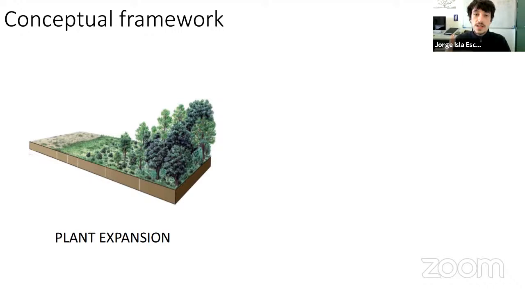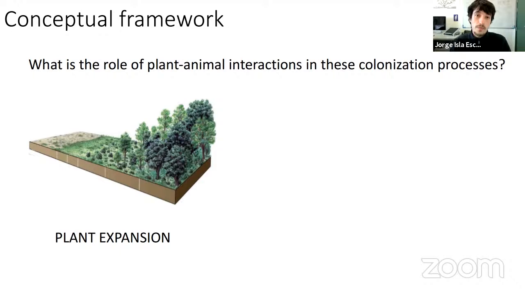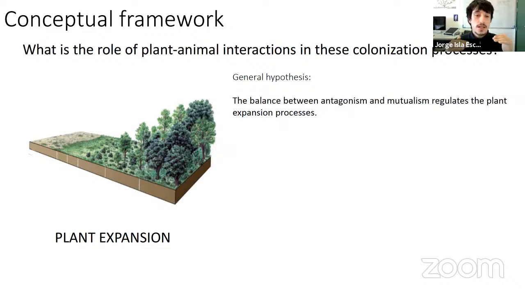So one of the biggest questions of my thesis project is what is the role of plant-animal interactions in these plant colonization processes? And focusing on the plant-animal interaction, the most obvious hypothesis that we can have is that the balance between the antagonistic and the mutualistic interactions is going to regulate the plant expansion processes. And between this type of interaction, the immediate hypothesis that we have is this one.